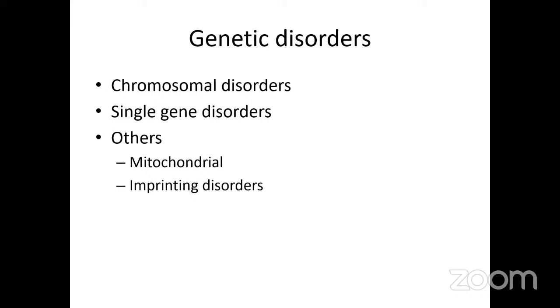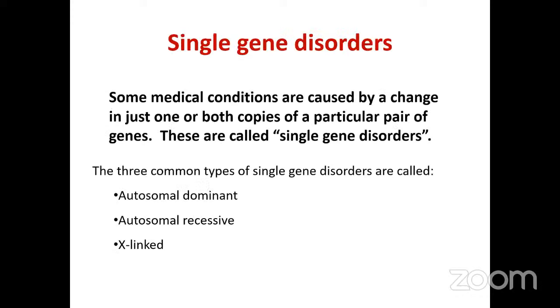Single gene disorder means there is a defect or abnormality in the sequence of a single gene, and these are inheritable. That's why we have to look at the pattern of inheritance when it comes to a single gene disorder. So single gene disorders are medical conditions caused by a change in just one or both copies of a particular pair of genes. The three common types of single gene disorders are autosomal dominant, autosomal recessive, and X-linked. Even Y-linked exists, but these are the most common types.